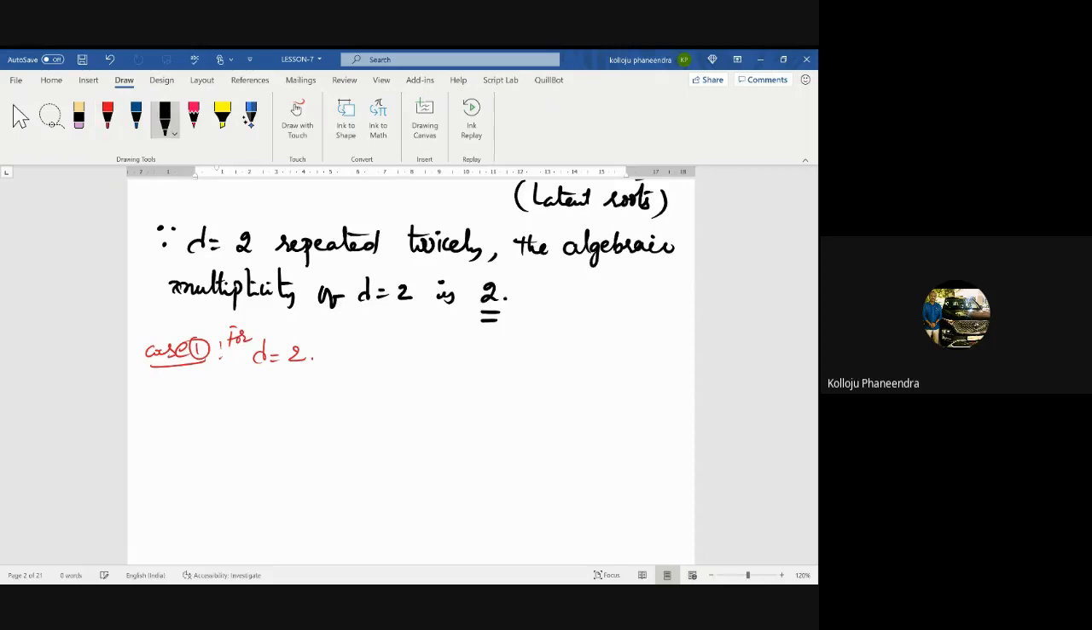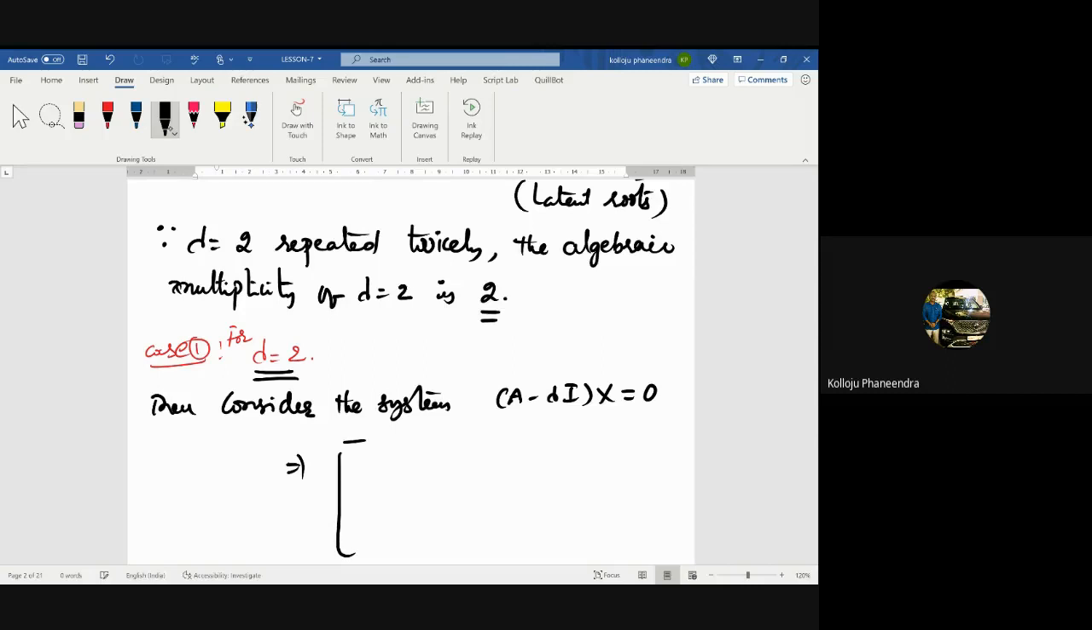For lambda equal to 2, consider the system. How to calculate eigenvectors? Consider the system A minus lambda I into x equal to 0. And A minus lambda I, the matrix: 6 minus lambda. In that one, put lambda equal to 2. So what does this become? First one is 6 minus 2, 4. Remaining positions are same. Negative 2, 2. Next, minus 2, 3 minus 2, 1. Negative 1. 2, minus 1, 3 minus 2, 1, into x equal to 0.